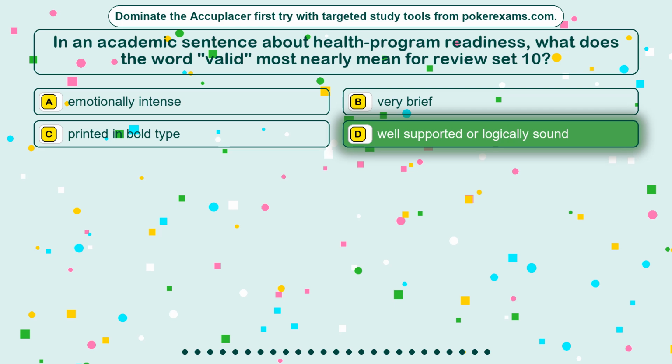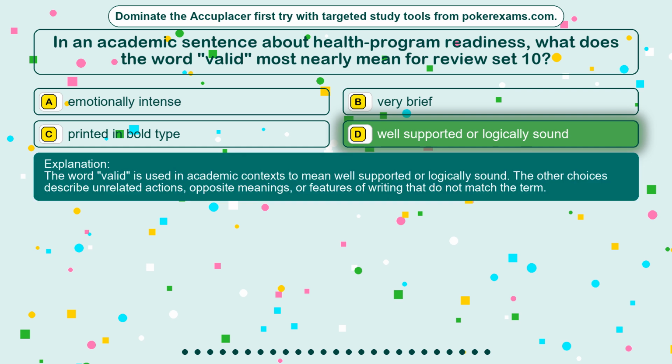The correct answer is option D. Well supported or logically sound. The word valid is used in academic contexts to mean well supported or logically sound. The other choices describe unrelated actions, opposite meanings, or features of writing that do not match the term.